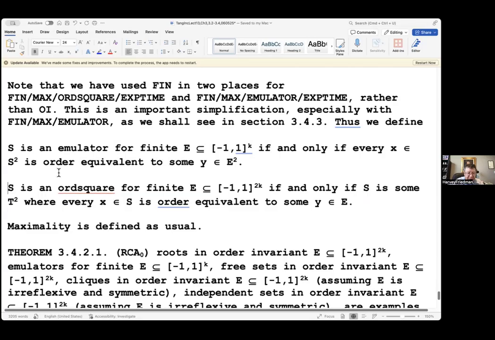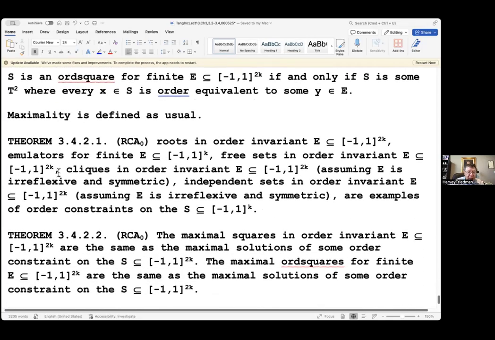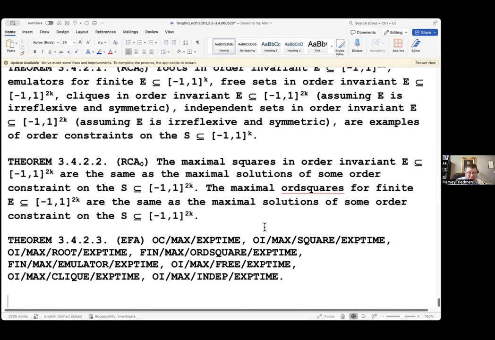All right, maxima is defined as usual. And the roots in order invariance, the free sets in order invariance, the cliques in order invariant graphs, the independent sets are examples of order constraints. And then with the maximal squares you need the maximal ones, as I said, when you want to do maximal squares. All right. So then we actually have all of this in exponential time here. All right.